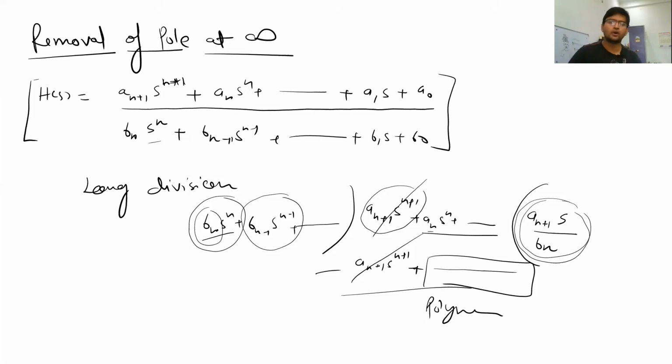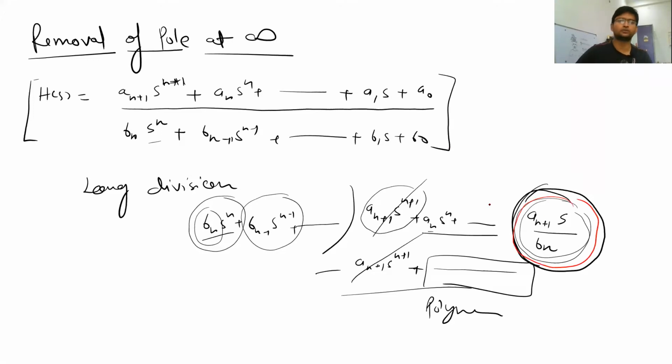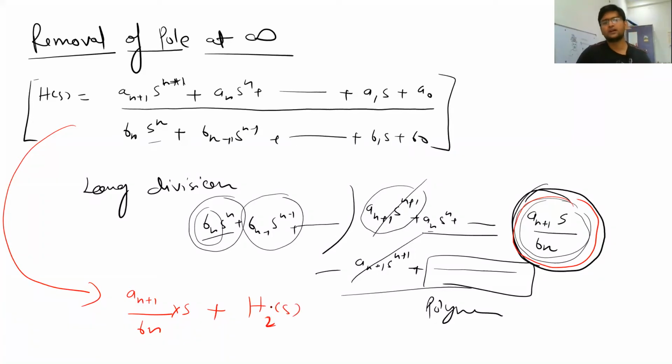For now, all you have to see is that there will be a term a(n+1) times s divided by b(n), which you will get as a division quotient. So this term is basically your division quotient. This whole polynomial can be represented in the form of a(n+1) divided by b(n) multiplied by s plus some other polynomial, let me call it H2(s), or H1(s), whatever, which is remaining after this long division method.